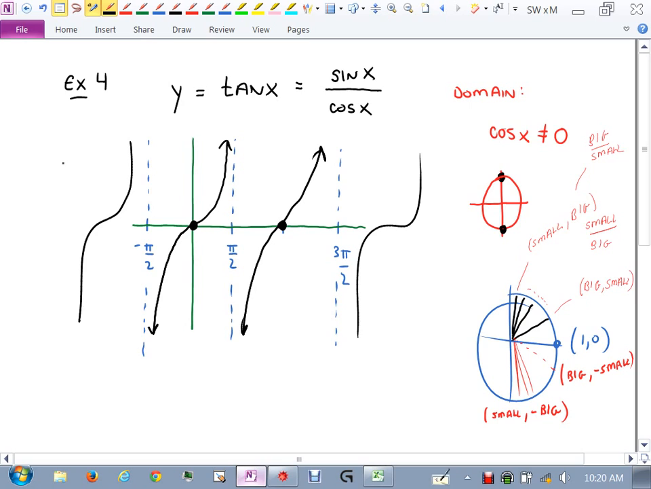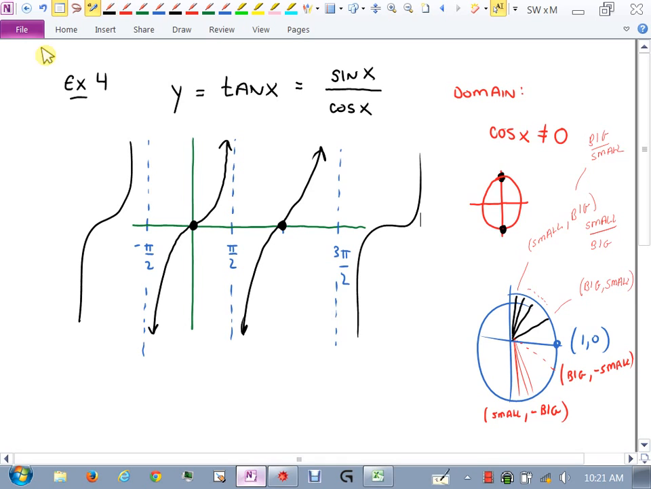What's the period of sine? 2 pi. Cosine? 2 pi. Secant? 2 pi. Cosecant? 2 pi. It's not until you get to tangent where the period is different. Tangent's going to repeat itself every pi instead of every 2 pi.